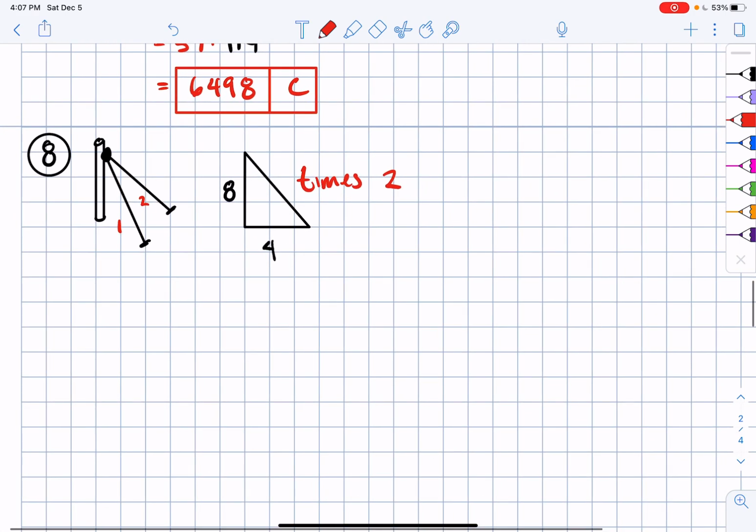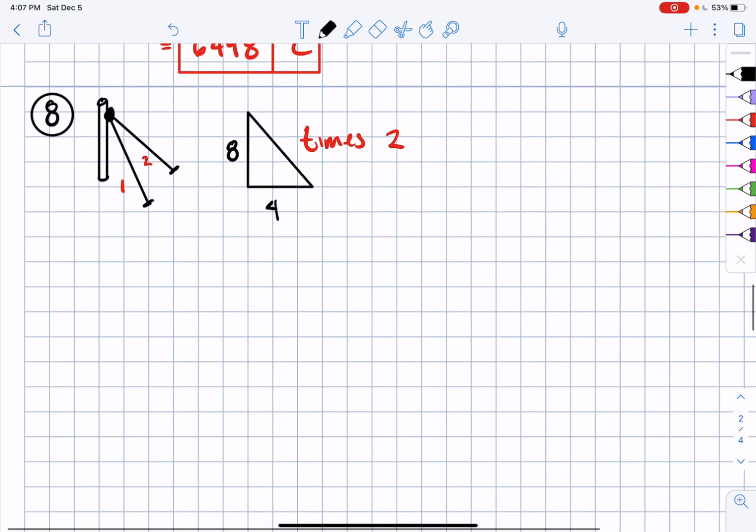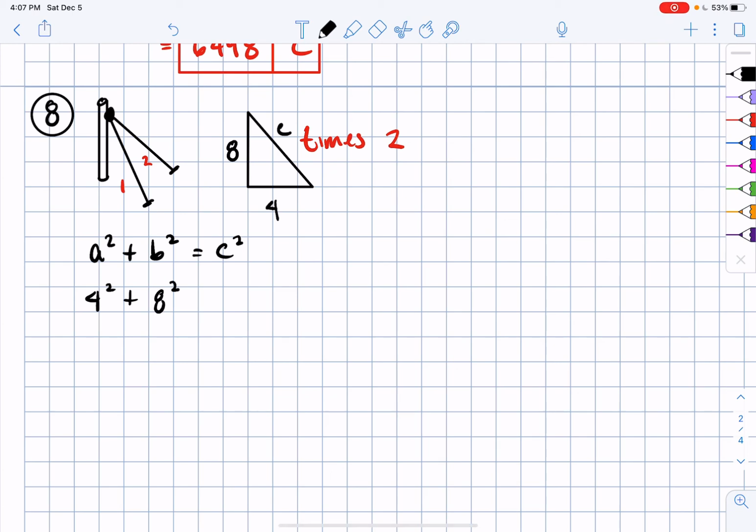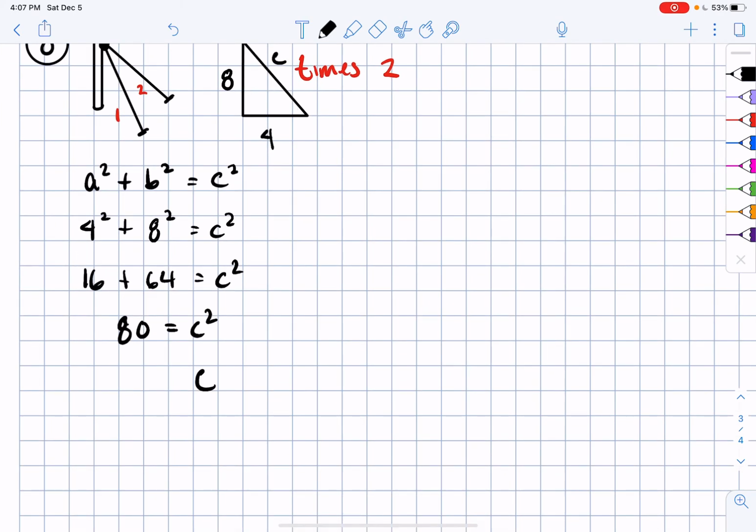So I'm going to do the Pythagorean theorem. So a squared plus b squared equals c squared, all right? So I'm going to call this c over here. So I have 4 squared plus 8 squared equals c squared. So I have 16 plus 64 is equal to c squared. And 16 plus 64 is 80, which is equal to c squared. So c is going to equal the square root of 80.